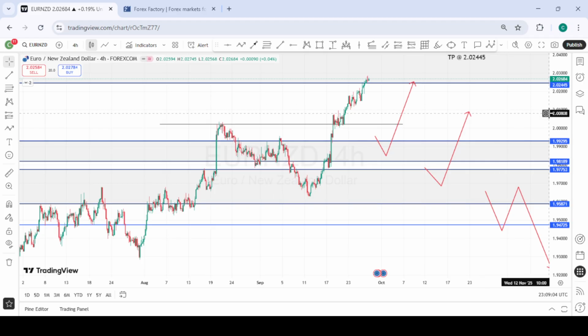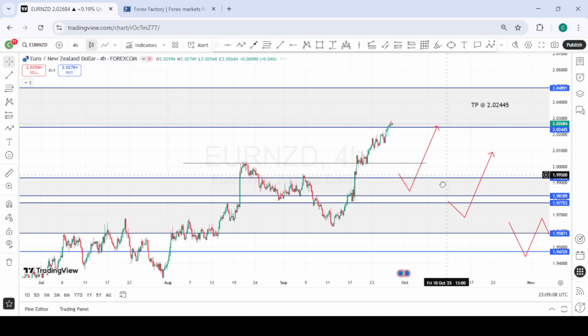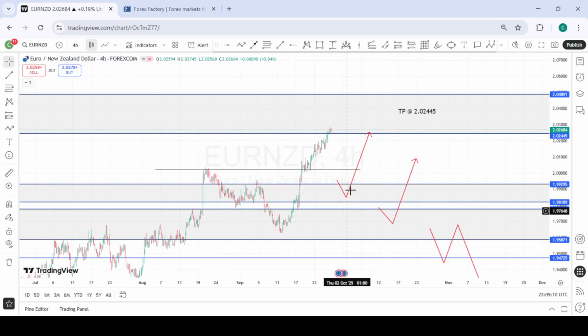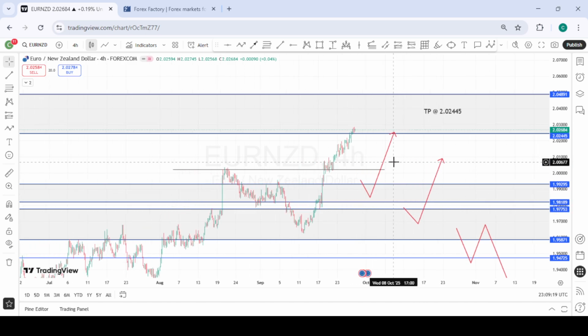We also have here EURNZD, and for EURNZD, we're also expecting price to pull back to any of these two areas of interest to give us a buying opportunity. But unfortunately, price never pulled back to the areas of interest for us to capitalize on the trade, so we actually missed out on it.